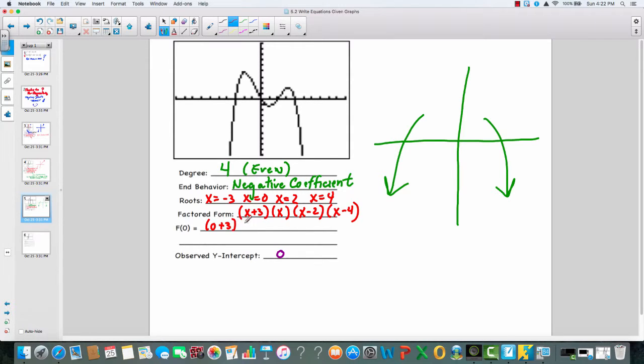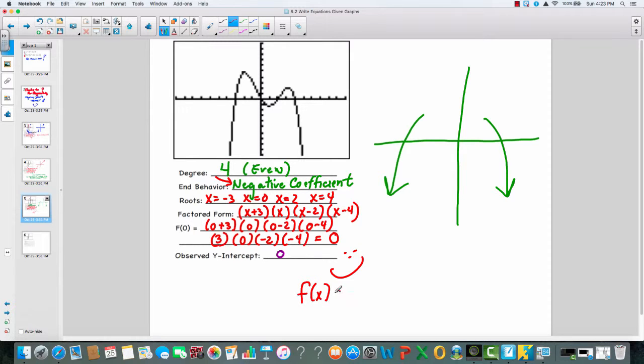0 plus 3 times 0 times 0 minus 2 times 0 minus 4. Okay, so that's 3 times 0 times -2 times -4, which is 0. So we're happy. The observed y-intercept is our y-intercept. There's nothing to do. We do need to have a negative coefficient. That's huge. So let's write this out.